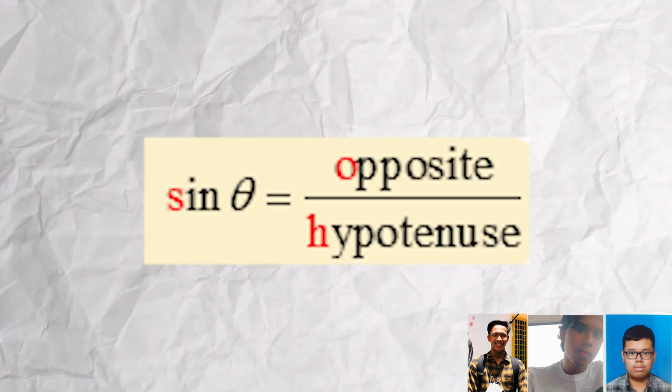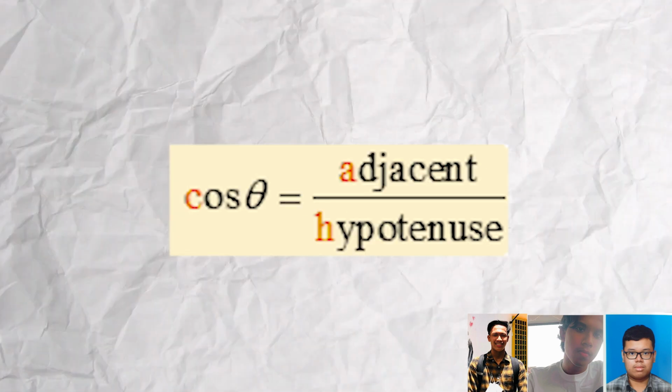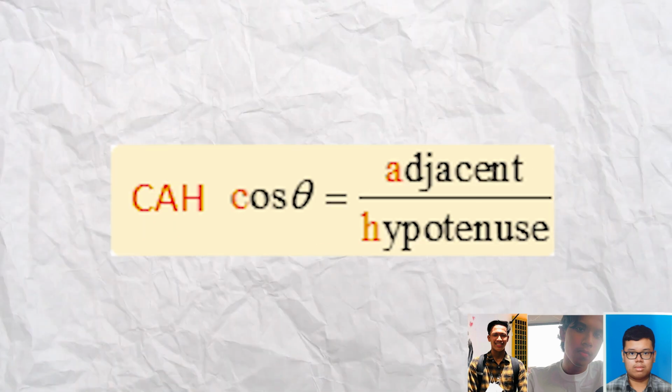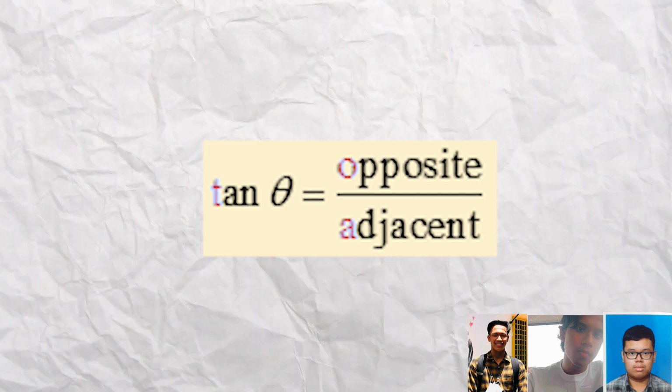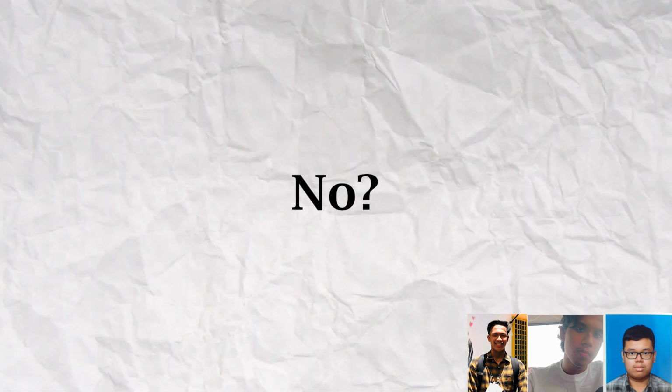Sine theta equals opposite over hypotenuse. So. Cos theta equals adjacent over hypotenuse. Ka. Tan theta equals opposite over adjacent. Toa. Do you get it now? No? Let's practice a little then.